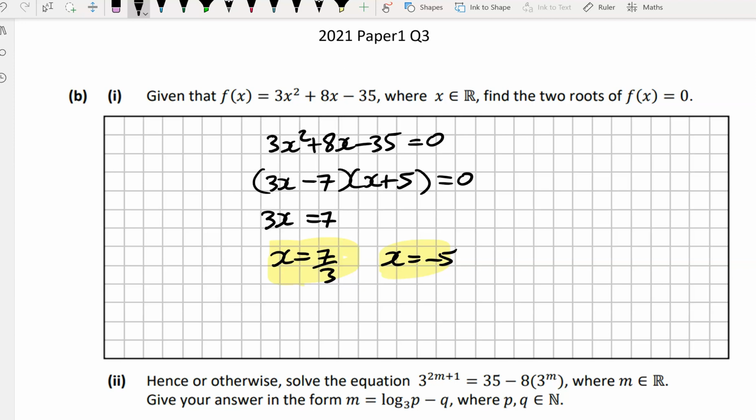2021, paper 1, question 3. Given that f of x is equal to 3x squared plus 8x minus 35, where x is an element of the real numbers, find the two roots where f of x equals 0.